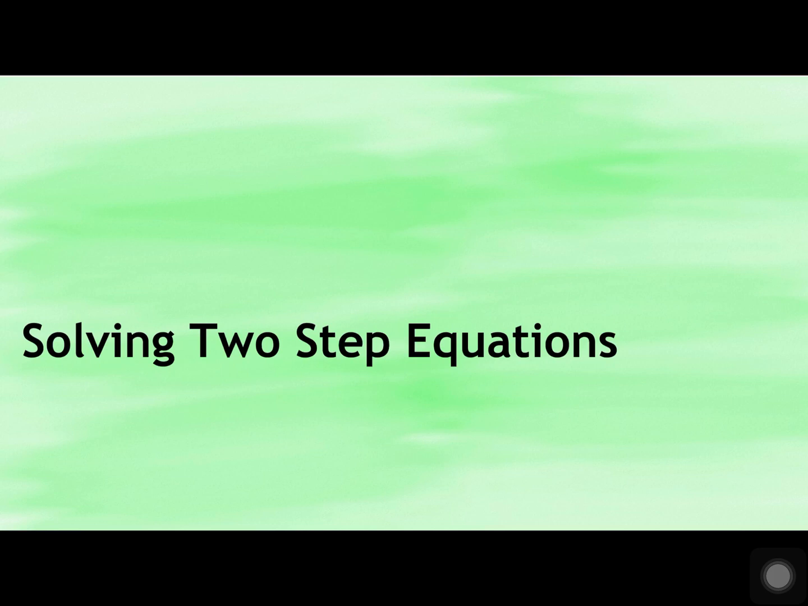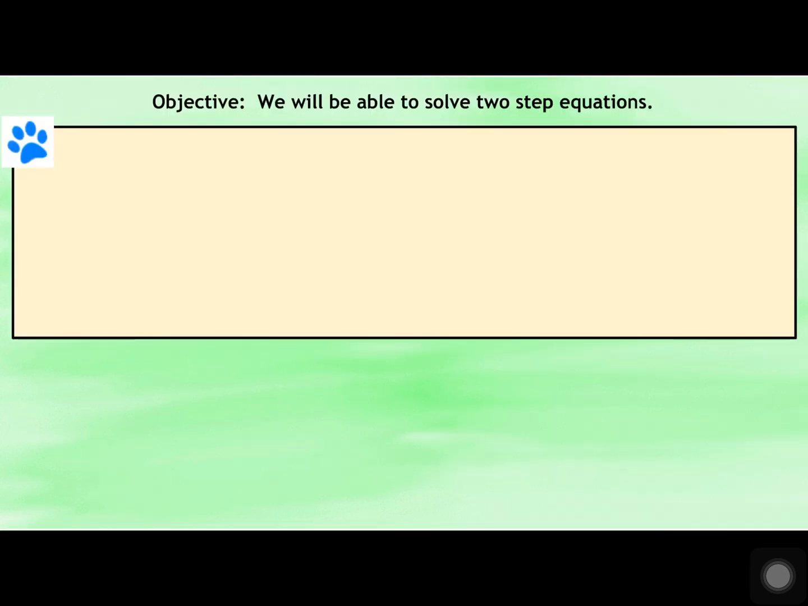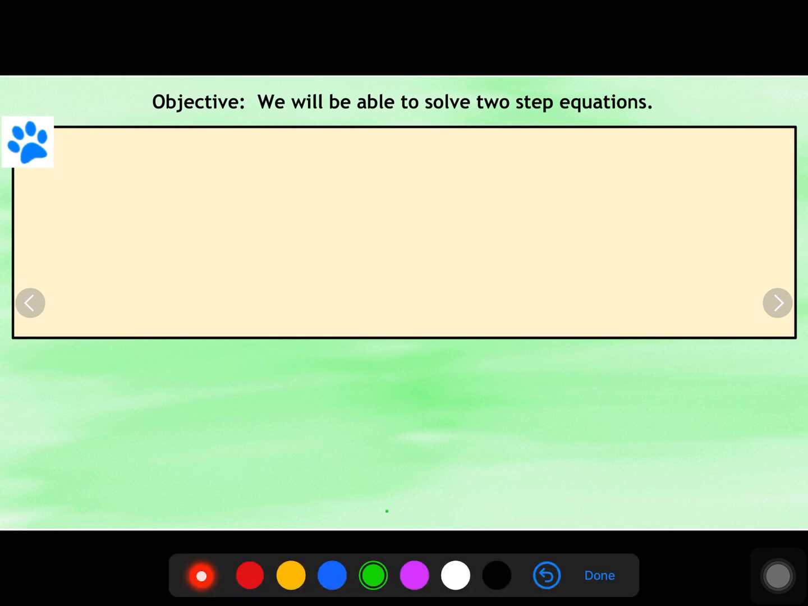Hi guys, so today we're going to talk about solving two-step equations, and that means it's going to take us two steps to actually get the final answer. So let's remember what our final objective is when it comes to solving an equation. We still want to get the variable by itself, right?